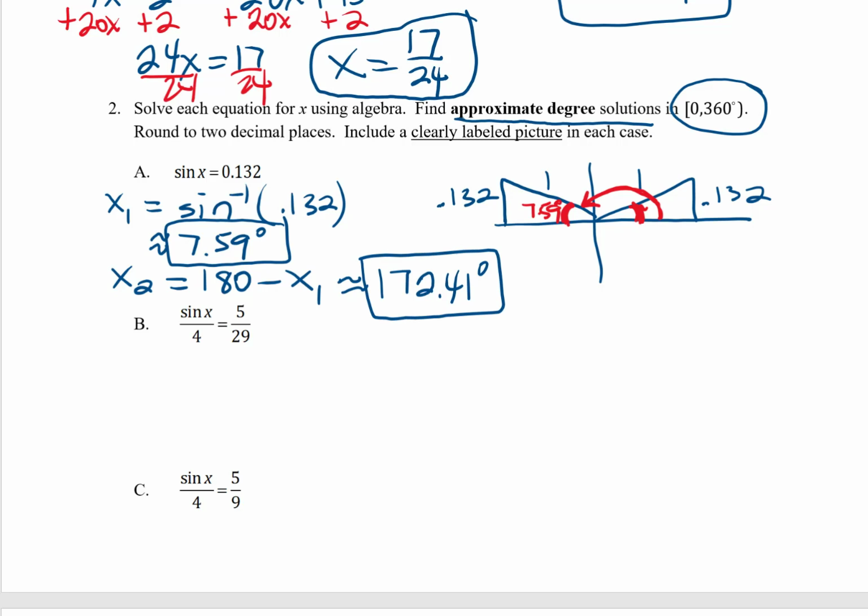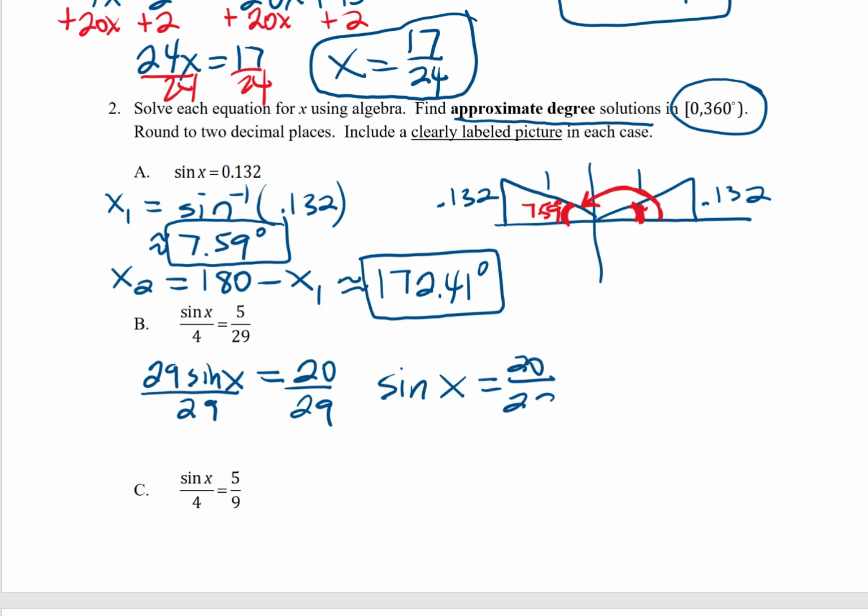Let's try letter B. I think the first thing I need to do is cross multiply. I've got 29 times sine x equals 5 times 4, which is 20. I can then divide both sides by the 29. And now I have that familiar looking format: sine x equals a number. The number in this case is 20 over 29. I think my picture is going to be essentially the same. It's positive again, so I have a first quadrant angle and I have a second quadrant angle.